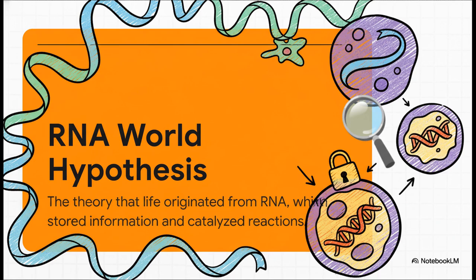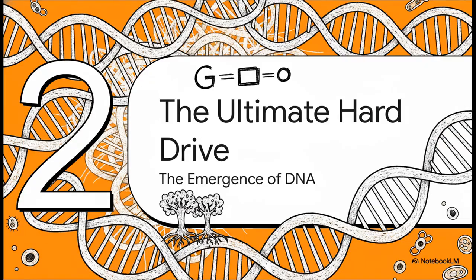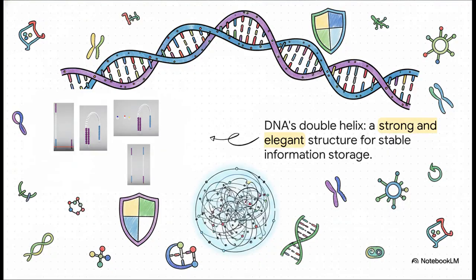But for life to get more complex, to actually evolve, it needed a serious upgrade. It needed a much more reliable way to protect its most valuable asset, its genetic code. And that upgrade, well, it was an absolute game changer. It led to the emergence of a stable foundation for pretty much all life as we know it today. The solution, as you can probably guess, was DNA.